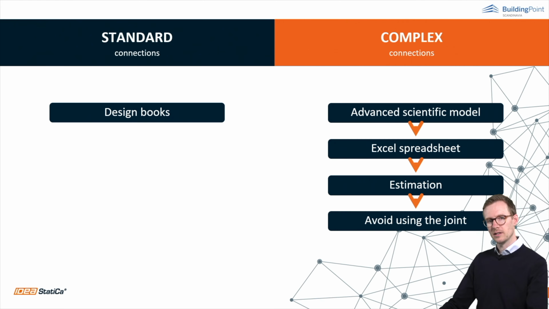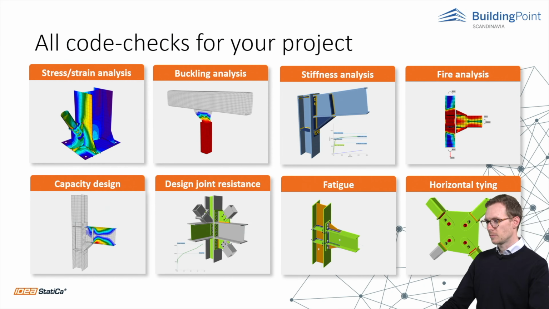So this is where IDEA StatiCa comes in to help you deal with both the standard connections and the complex ones. The different types of analysis you can do in IDEA StatiCa are, first of all, the stress-strain analysis. This is where you get, of course, the stresses and the strains, and you do the code check of the connection. You can also do buckling analysis and stiffness analysis to classify the connection, whether it's rigid, semi-rigid, or pinned. You can also retrieve the rotational stiffness of the connection.